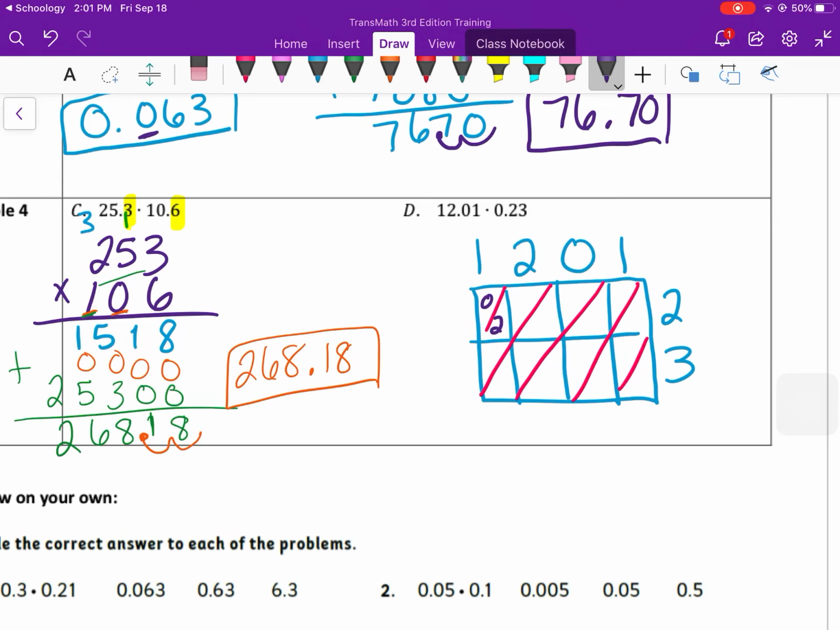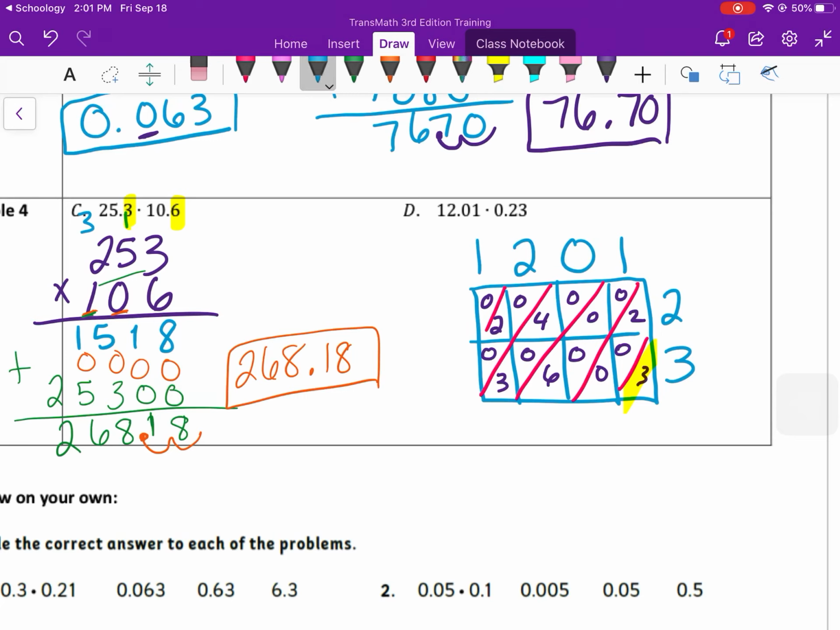So 1 times 2 is 2, so 0, 2. 2 times 2 is 4, so 0, 4. 0 times 2 is 0. 1 times 2 is 2. 3 times 1 is 3. 2 times 3 is 6. 3 times 0 is 0. And 1 times 3 is 3.